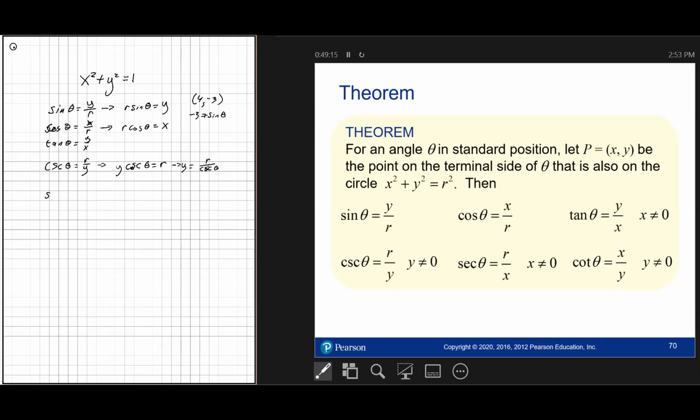And secant is the same thing, except it's with cosine. All right, and 1 over cosecant equals sine. So that's going to equal r sine theta. If we're talking about the same point, you're going to get the same y value, whether you're using cosecant or sine.